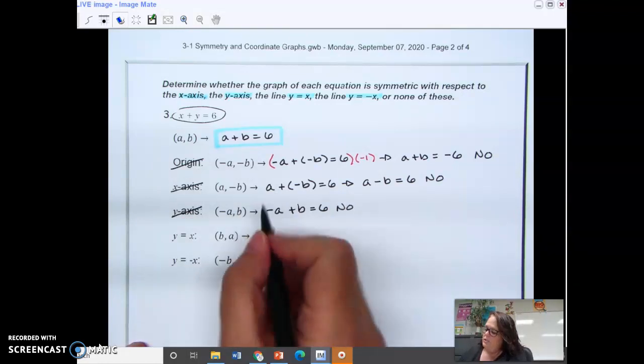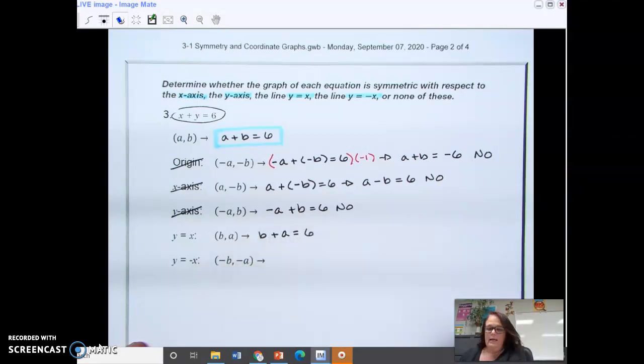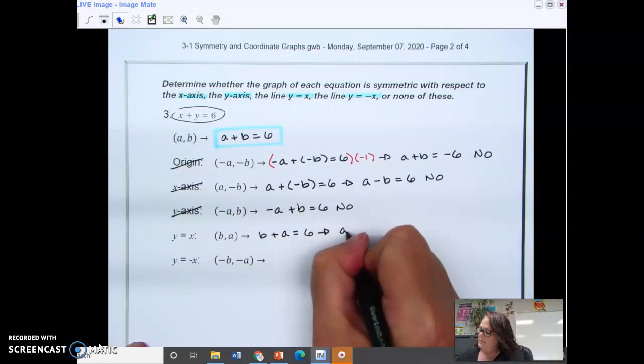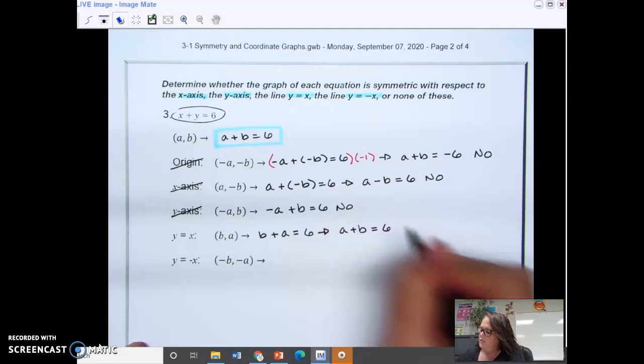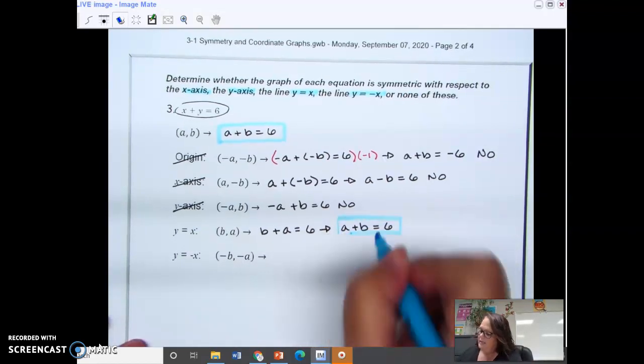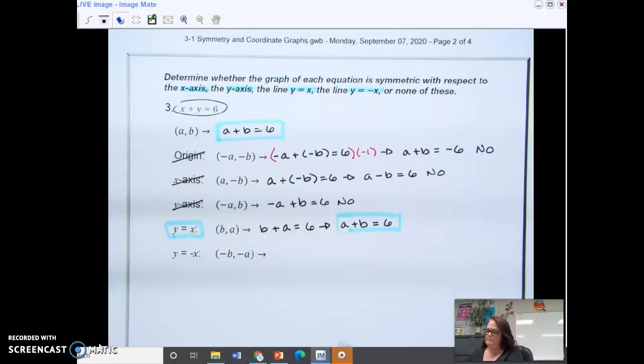So this one says use b for x and use a for y. And then we know that we have the commutative property of addition that says that that's the same as a plus b. And so notice we got the two equations to match. And so that means that we are symmetric with respect to the line y equals x.